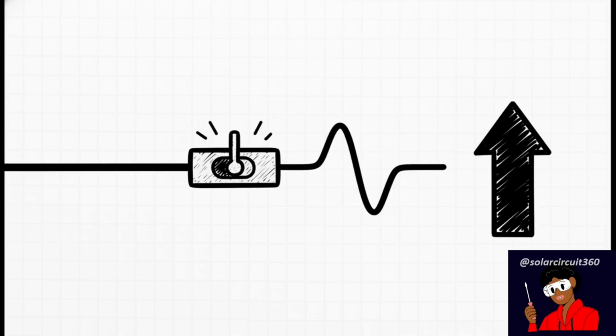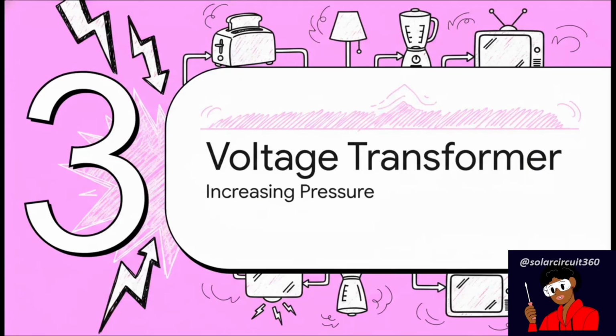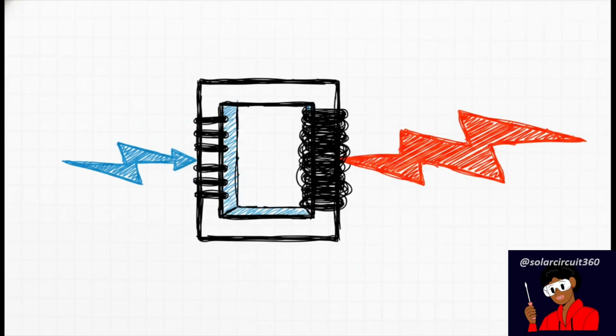But here's the catch. At this point, it's still stuck at the low voltage of your battery. We're talking maybe 12, 24, or 48 volts. We're going to need way more electrical pressure to run a standard household appliance. Which brings us to Part 3, the voltage transformer. Because yeah, your appliances need way more than a 12-volt push to get going.